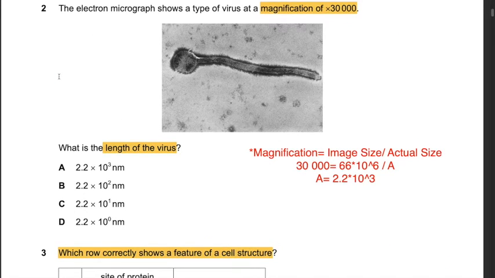Question 2. The electron micrograph shows a type of virus at a magnification of times 30,000. What is the length of the virus? Now, magnification is nothing but the image size upon the actual size. They have given the magnification as 30,000. Therefore, when we substitute the value 30,000 into magnification and the length of this virus given in the image, which is the image size, we get 66 into 10 to the power 6 nanometers. Hence, we solve for the actual size, and we get 2.2 into 10 to the power 3 nanometers. Therefore, the answer is A.